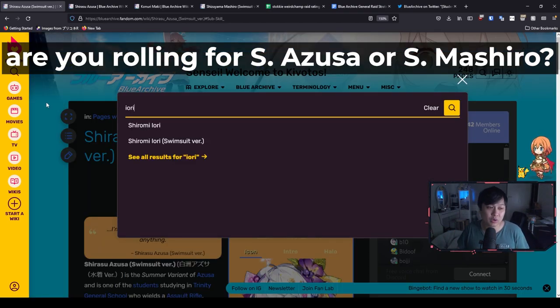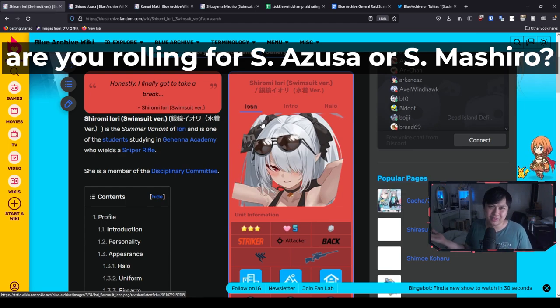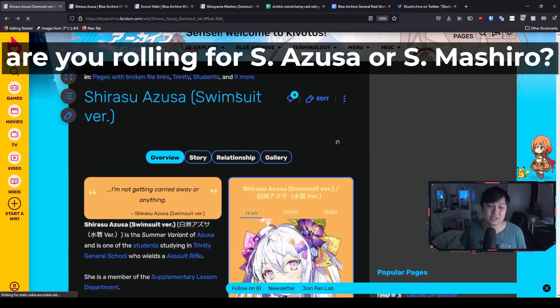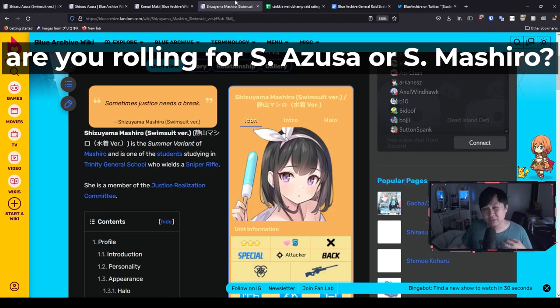Just like how I want to roll for Summer Iori even though she isn't meta. I don't know where she is even used. But my guys, I want this and I want this not for meta reasons. So let me know if you guys are indeed going to be rolling for the Summer Azusa as well as the Summer Mashiro. Or maybe only one or the other.